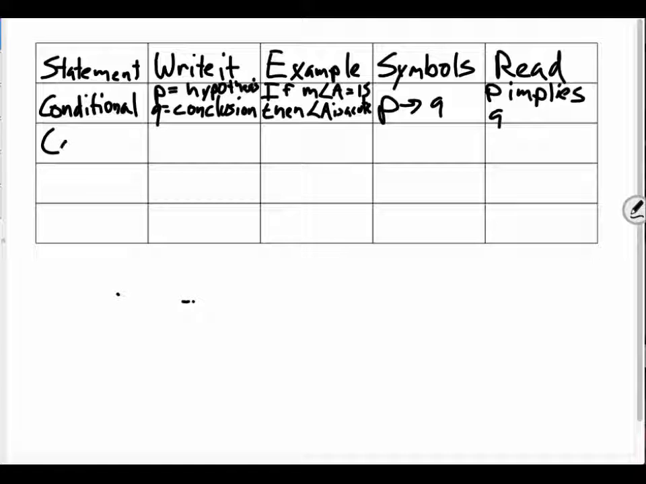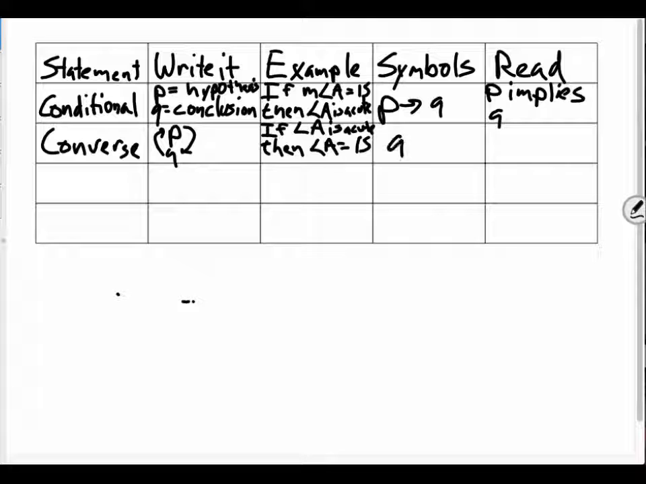Now you could do the converse. And so you kind of flip-flop P and Q. And so the converse would be if A is a cube, then angle A is 15. That would be Q implies P, or if Q, then P. Does that make sense?